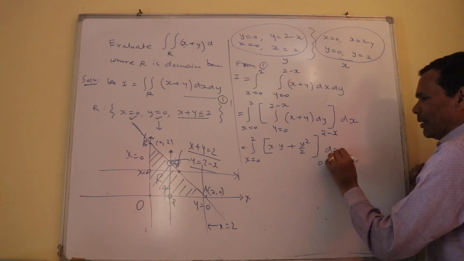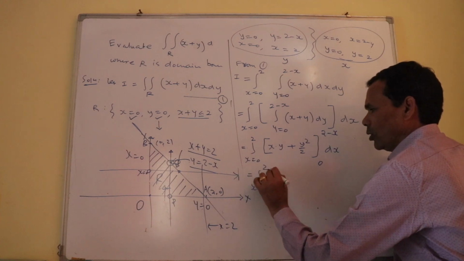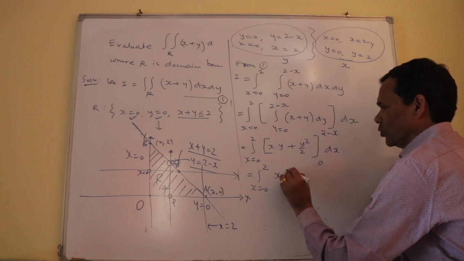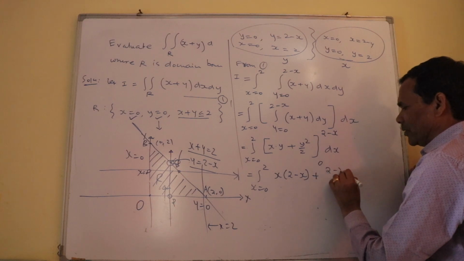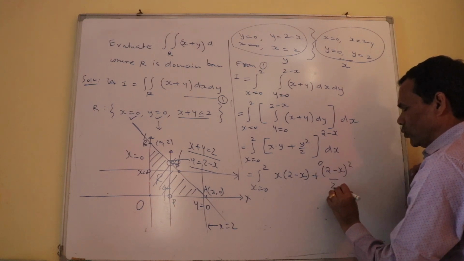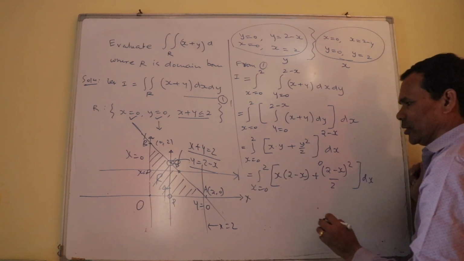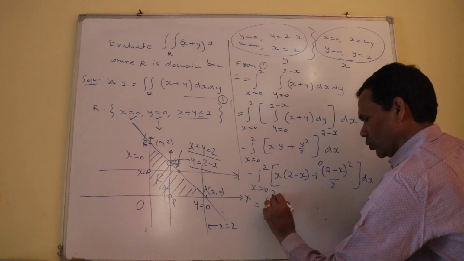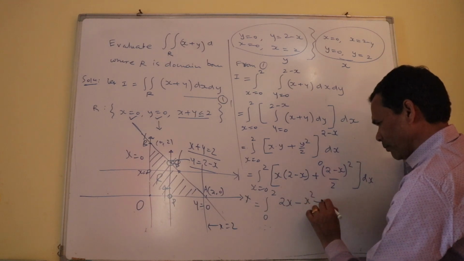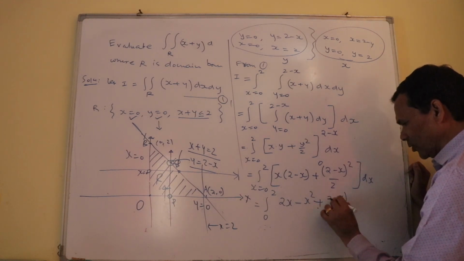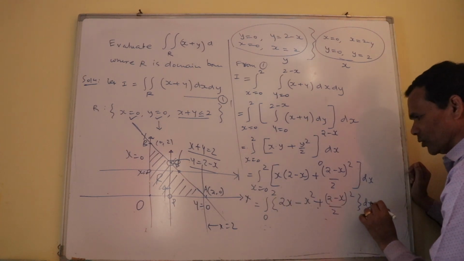For y, we apply the limits. So it is the integral of x from 0 to 2. If you apply the limits, x into (2 minus x) plus (2 minus x) bracket square upon 2, and this is to be integrated with respect to x. So I just simplify this: 2x minus x square plus (2 minus x) bracket square upon 2, to be integrated with respect to x. So I integrate this.